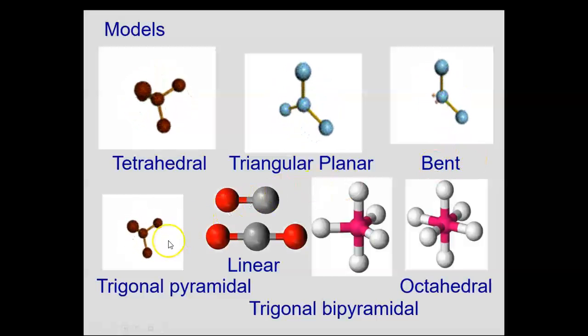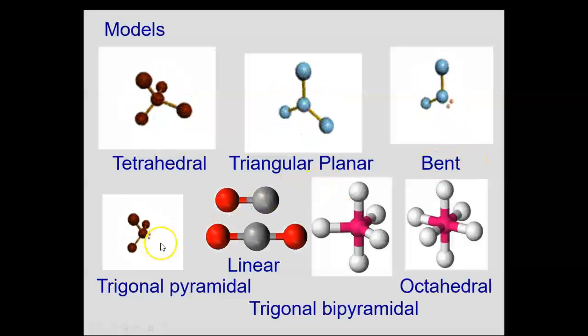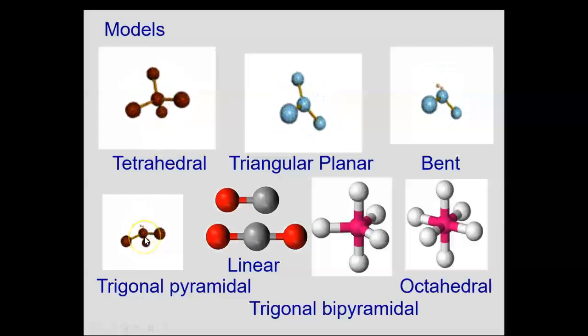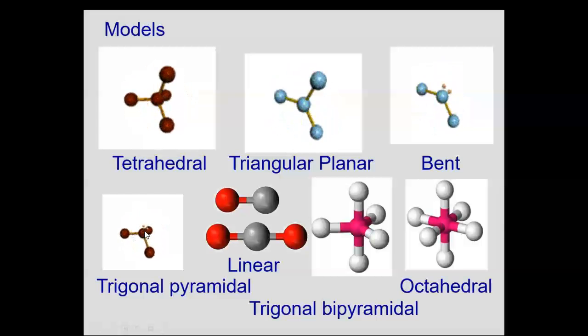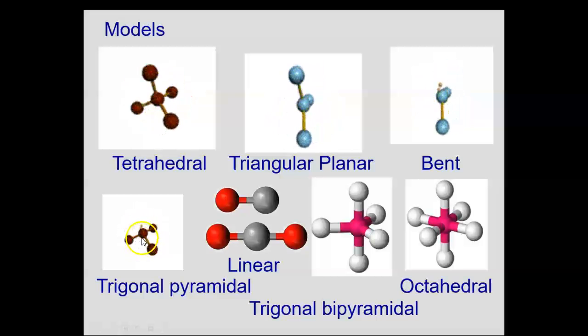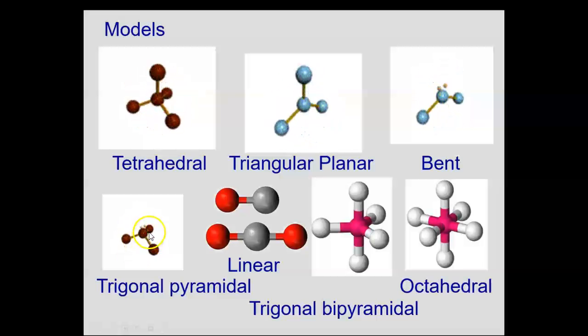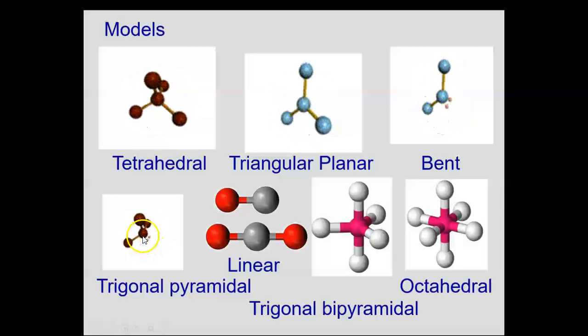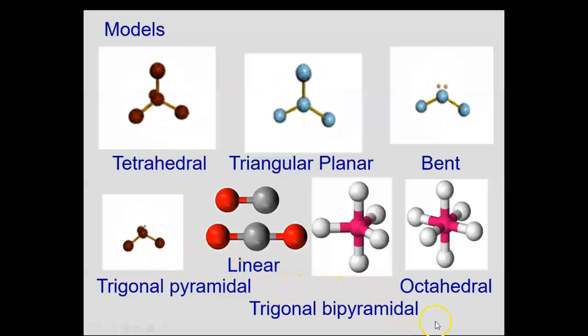Then trigonal pyramidal down here, that of course also you can see has 4 electron pairs around the central atom, but one of them is a lone pair. And so these 3, for instance, hydrogen atoms are pushed away, pushed down, and that's why it makes a little kind of half pyramid here with a triangular shape.